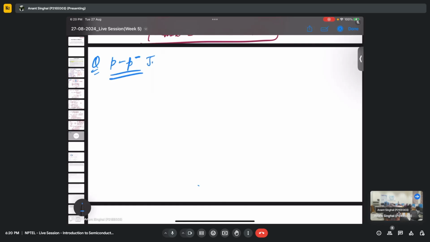Then what does it mean? So we have a junction in which the Na for the P type is given as 10 raised to 15 per centimeter cube, and Na for P minus is given as, okay, sorry. So let's say this is PP plus only. So P plus is given as 10 raised to 17 per centimeter cube. Everything is at room temperature, so you can assume Vt as 26 milli electron volts. So you just need to calculate the magnitude of VBI.